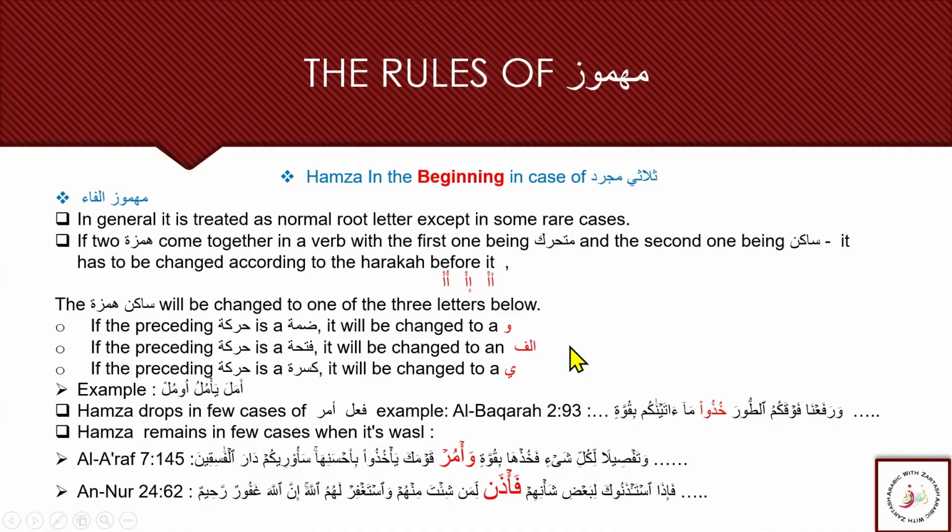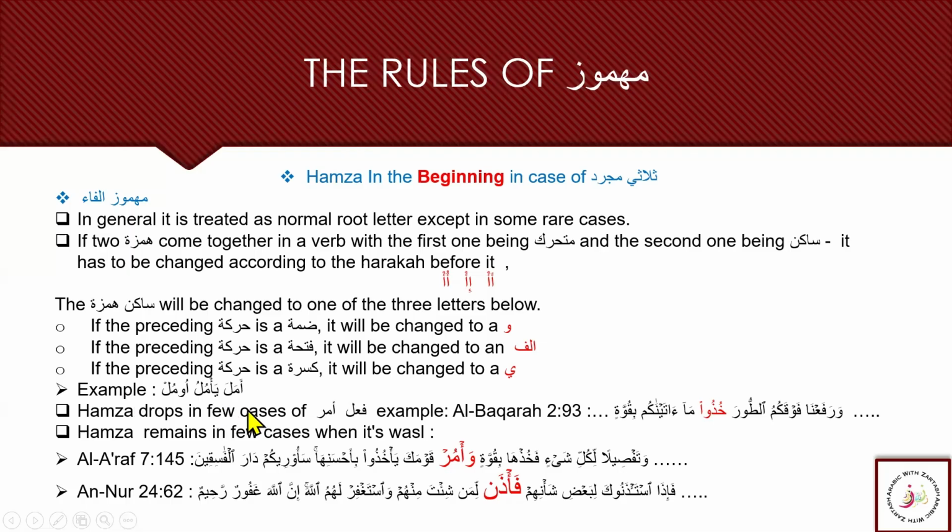And remember that when two Hamzas meet, if the first has a fatha and the second has a sukoon, it is going to get a madd, an Alif with the madd. Inshallah, we'll see that as well.